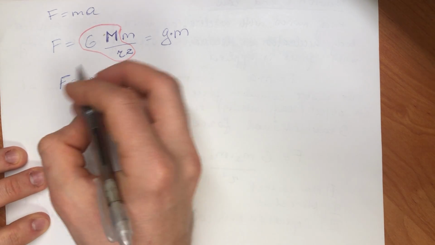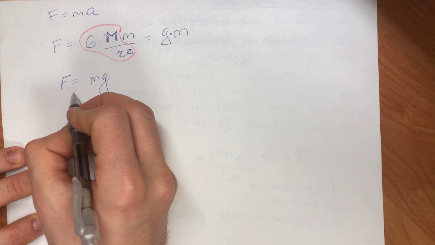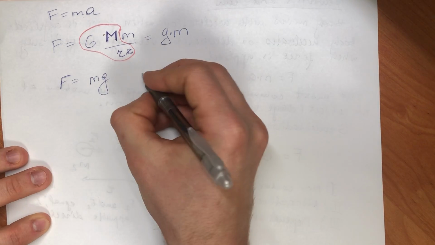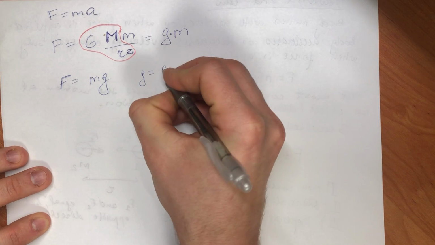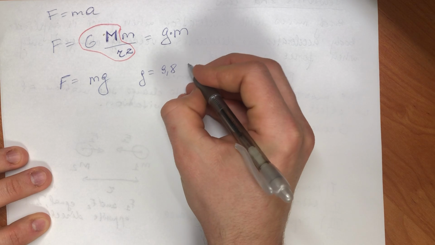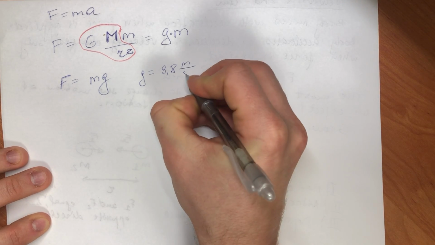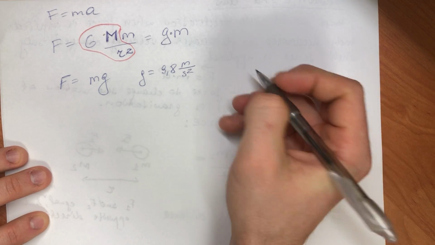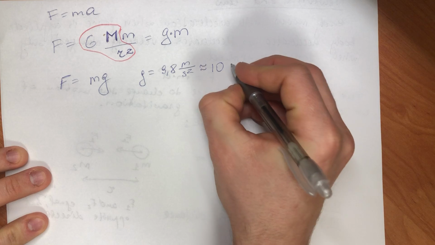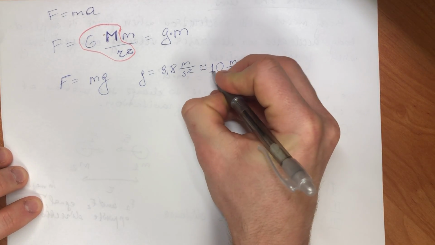Also, when the gravitational force is acting, g has the value 9.8 meters per second squared. It can be written as approximately 10 meters per second squared.